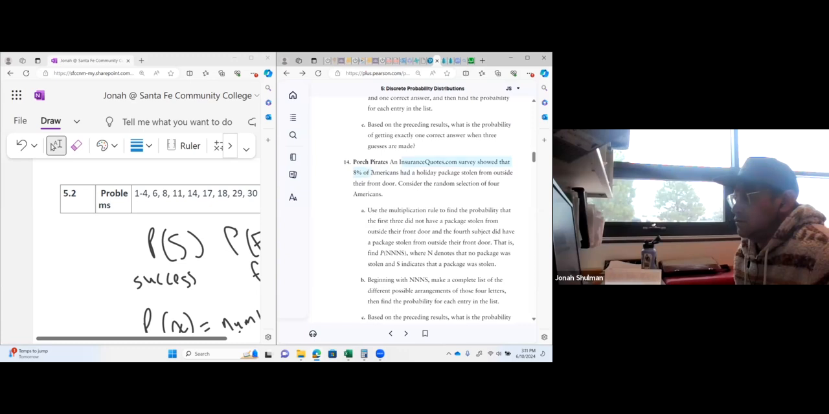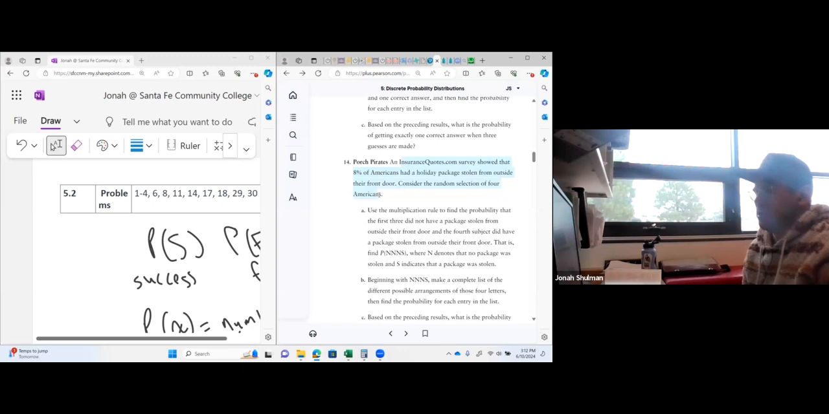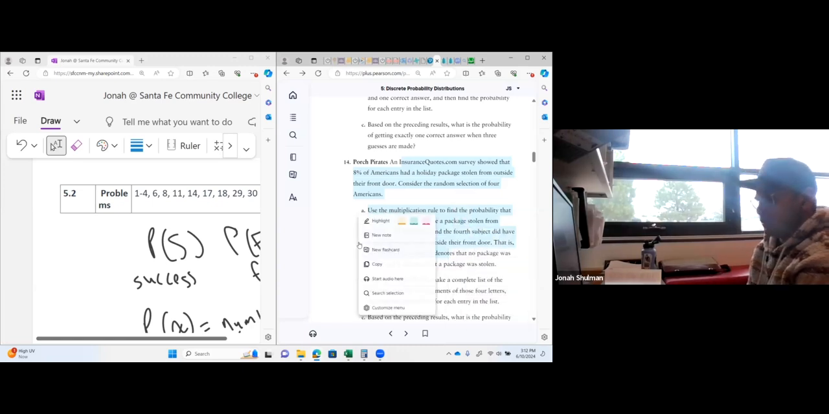A survey from insurancequotes.com showed that 8% of Americans have had a package stolen from outside their door. Consider the random selection of 4 Americans. Use the multiplication rule to find the probability that the first 3 did not have a package stolen from their door, and the 4th did have a package stolen from their door. That is P(N, N, N, S), where N denotes the package was not stolen, and S indicates the package was stolen.